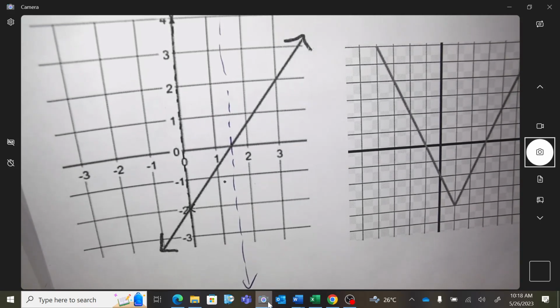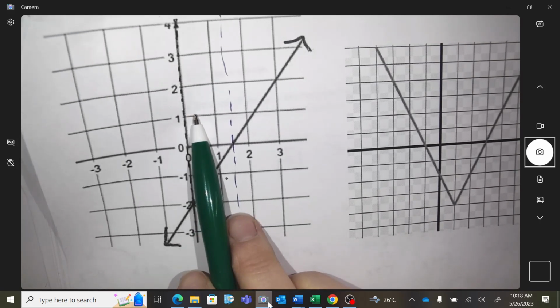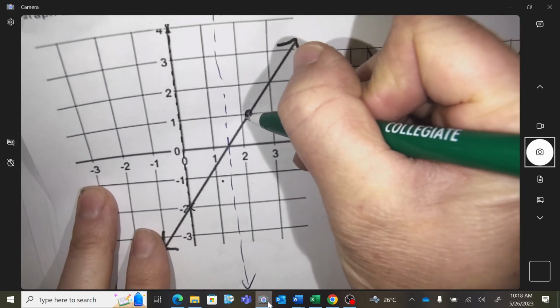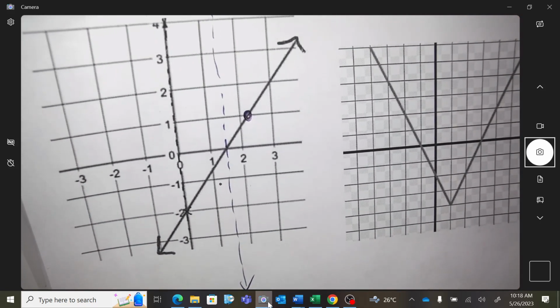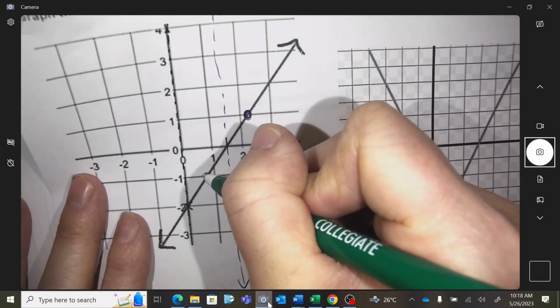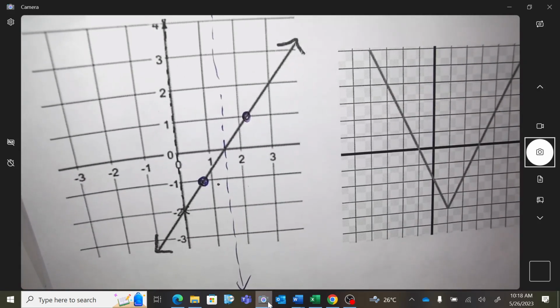Okay, now I'm going to take the second rule. I'm going to say, where is there a height of 1? Right here. So that is going to stay there. Where is there a height of -1? That's going to stay there.